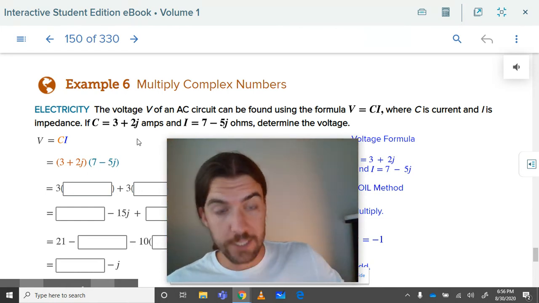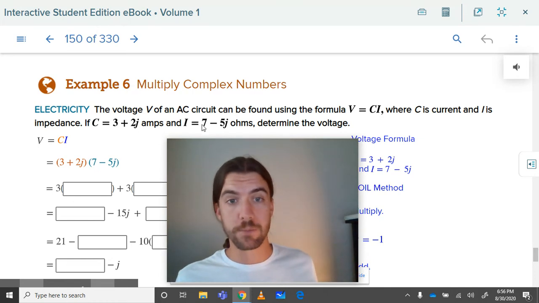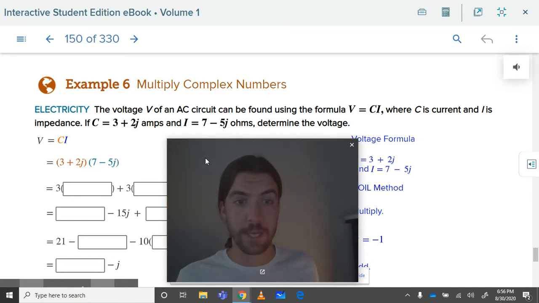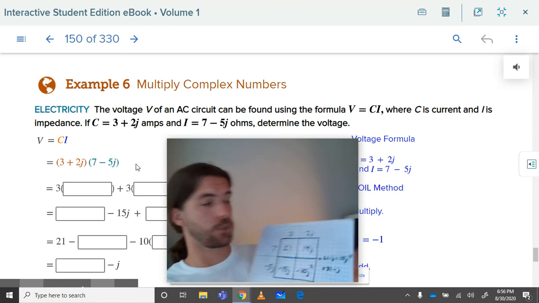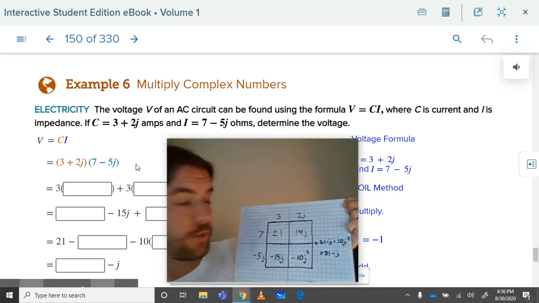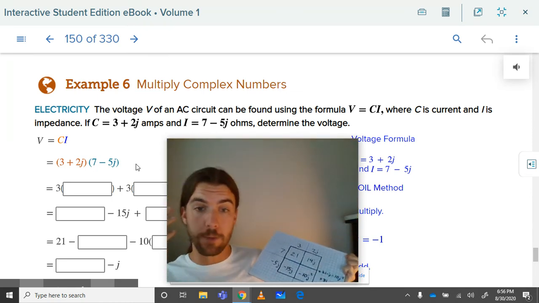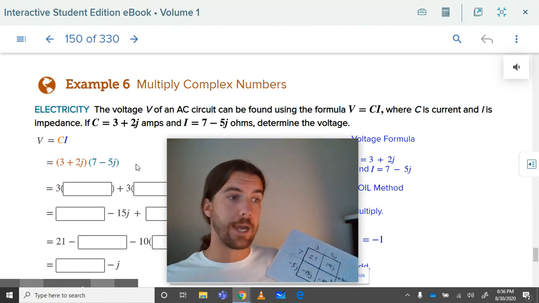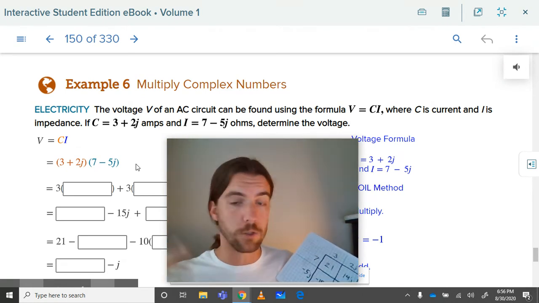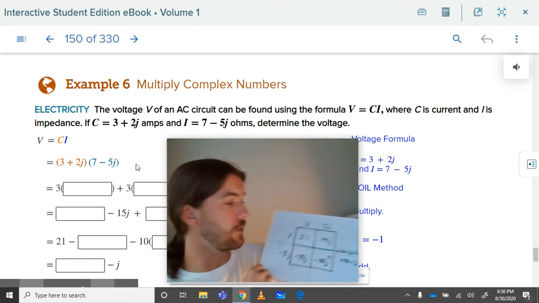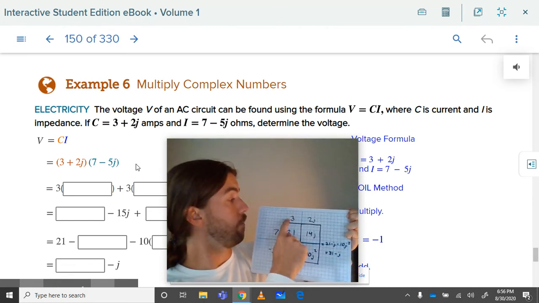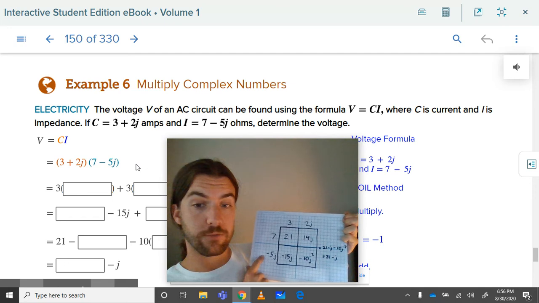On the question, it gave us 3 plus 2j amps and 7 minus 5j ohms, and it asked us to multiply those. So I'm just going to show you that on an area diagram. This is how I like to show multiplication. In my mind, visually, I always do multiplication in terms of rectangular areas. That makes the most sense to me visually. So 3 plus 2j times 7 minus 5j.